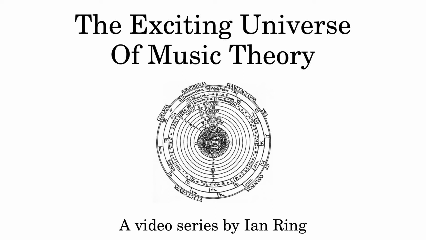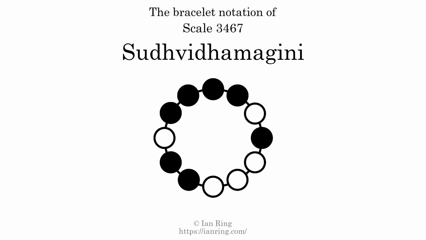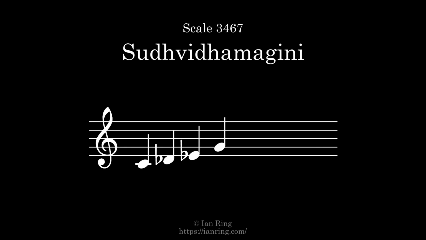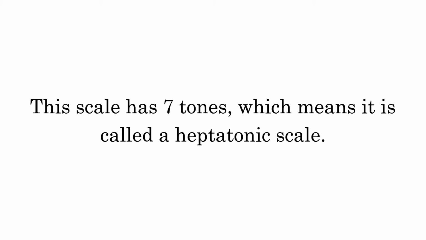Welcome to the exciting universe of music theory. Are you ready to learn? Then let's begin. Today we will talk about Scale 3467, Sudhvidhamagini, which sounds like this. This scale has 7 tones, which means it is called a heptatonic scale.